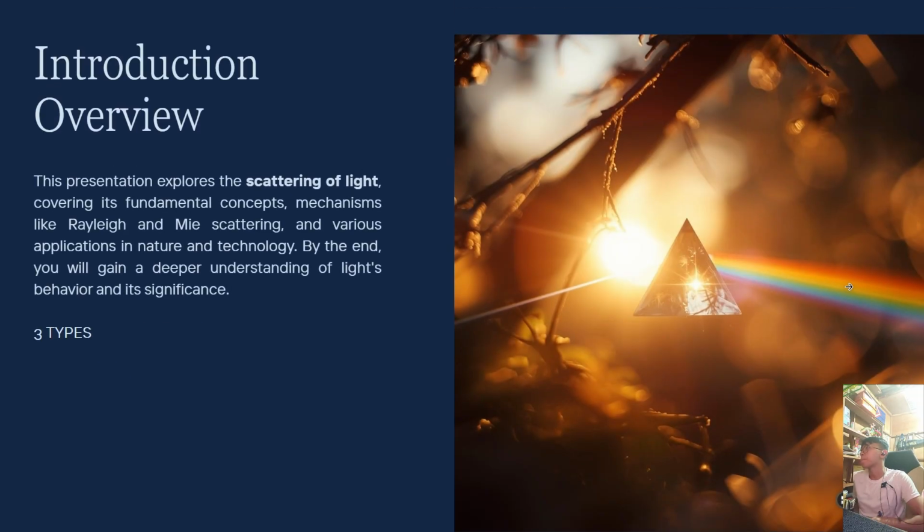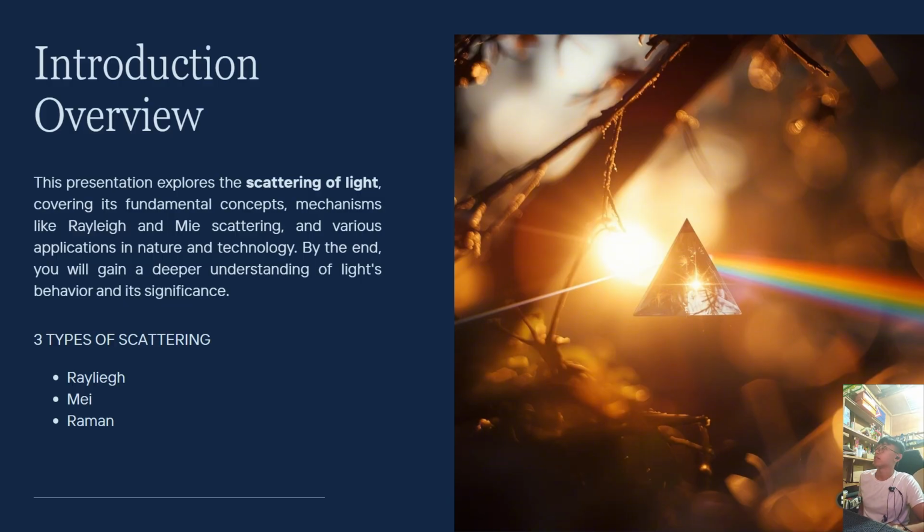The overview. The presentation explores the scattering of light, covering its concepts, mechanisms like Rayleigh and Mie scattering, and various applications in nature and technology. By the end of this presentation, of course, you will gain a deeper understanding of light's behavior and its significance. So first off, there are three types of scattering, namely Rayleigh, Mie, and Raman. My colleagues will continue to discuss the further types. We'll get back to you later.